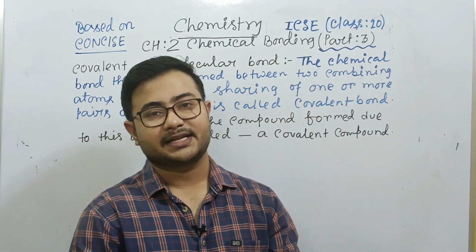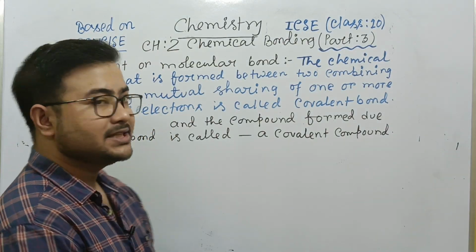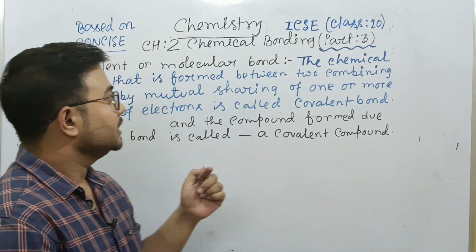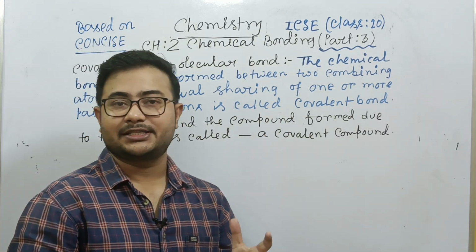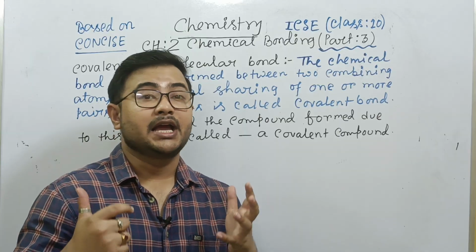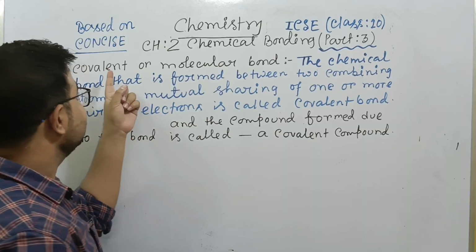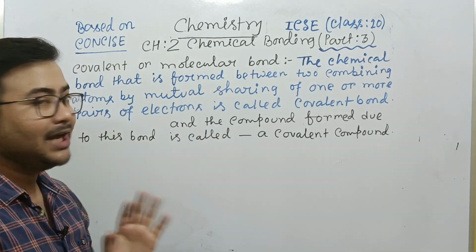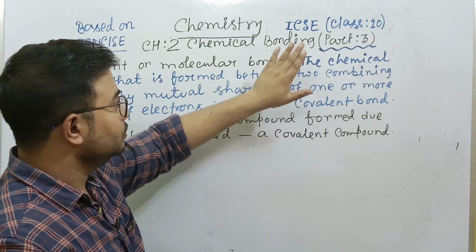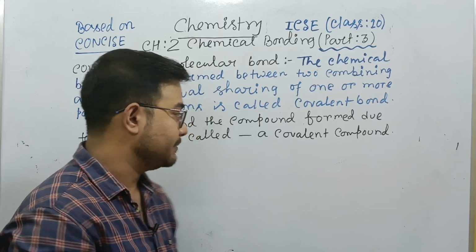So let's get started. Today I am going to discuss the second type of bonding. In part 1 and part 2 I discussed the first type of bonding, that is electrovalent or ionic bond. In this part I am going to discuss the covalent or molecular bonding. Before you read this definition, first try to understand the concept.